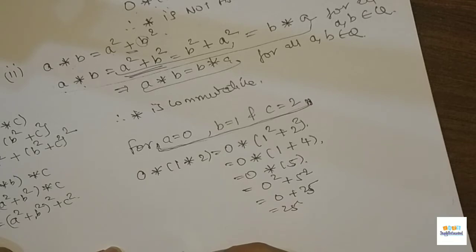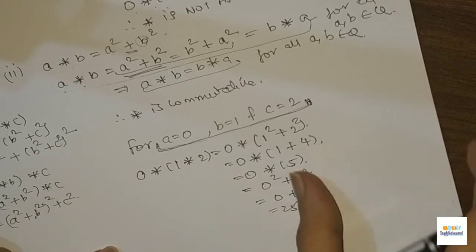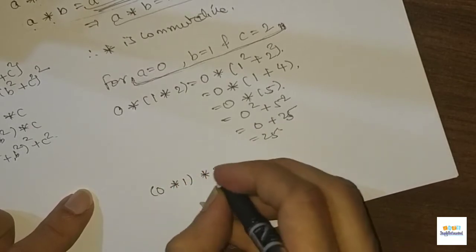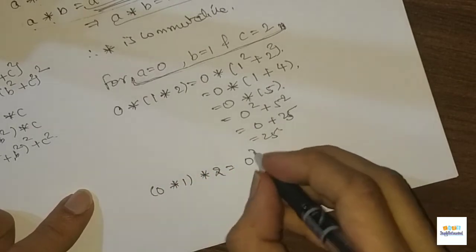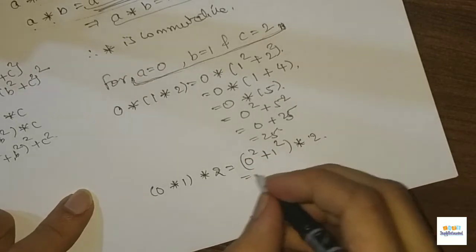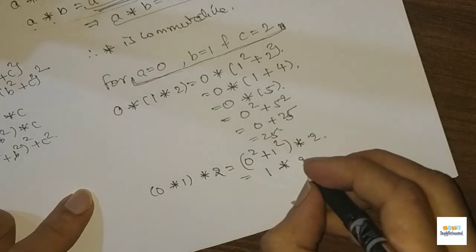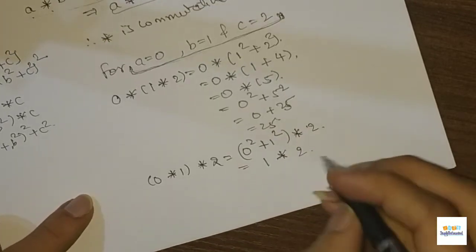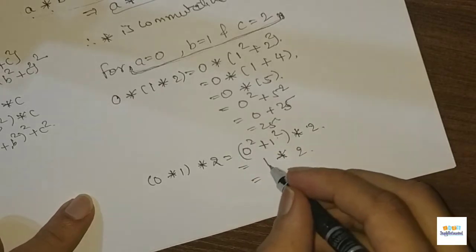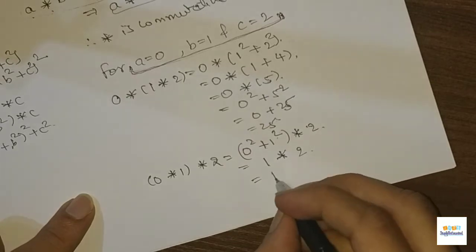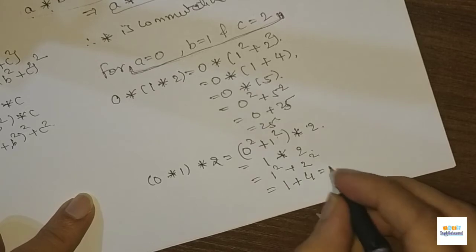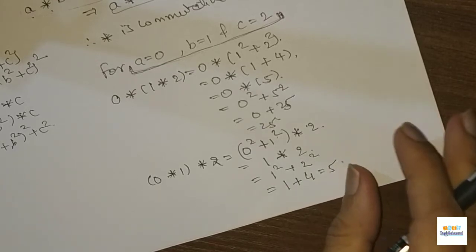Now what about the other operation? So that is bracket 0 star 1, star 2, which will be equal to what? 0 square plus 1 square, right, star 2, which is nothing but 1 star 2. 0 square is 0 plus 1 square is 1, so 1 plus 0 will be 1, so you get 1 star 2. Now this is 1 square plus 2 square, so that is nothing but 1 plus 4, which is 5, right? So this is what you are getting.